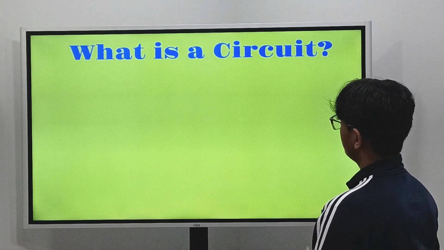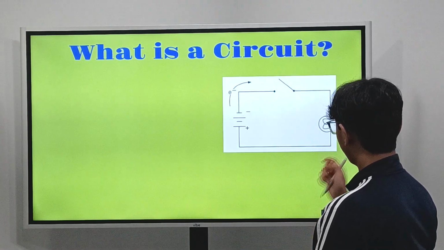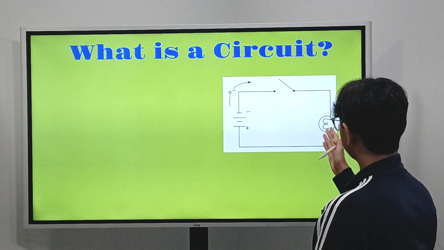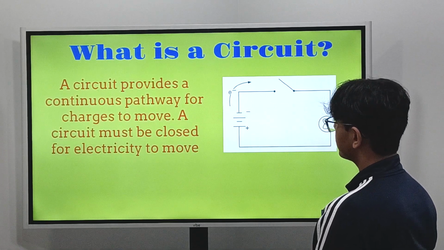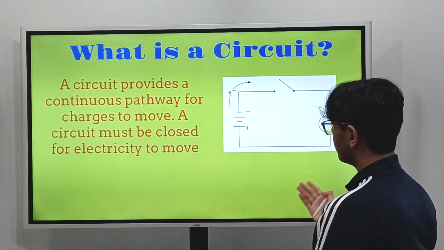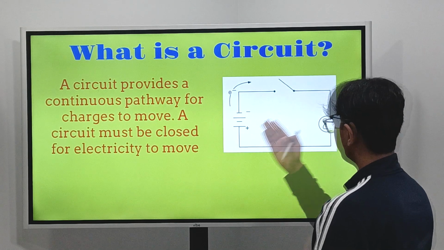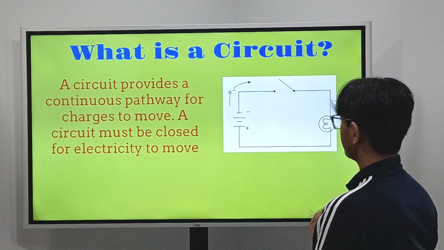So let's get started. First of all, what is a circuit? Here's an example of a diagram sketch of a circuit, and we're going to explain more about this in a little bit. A circuit provides a continuous pathway for charges to move. A circuit must be closed for electricity to move. We just said that a circuit provides a continuous pathway for charges to move.